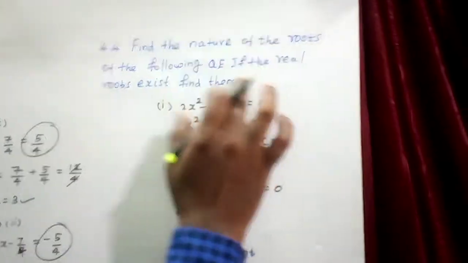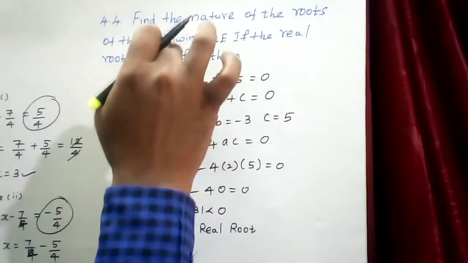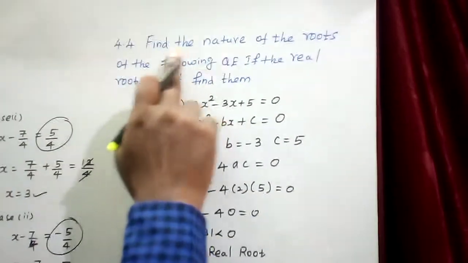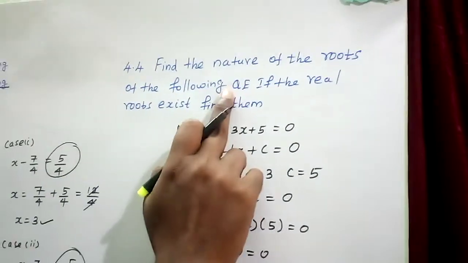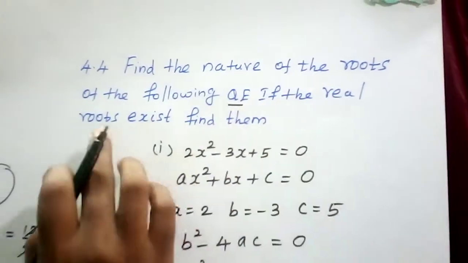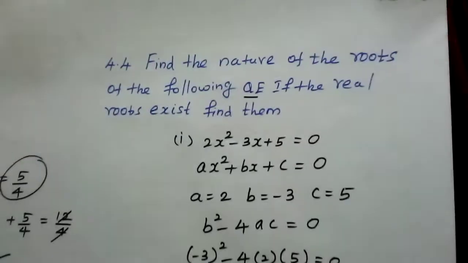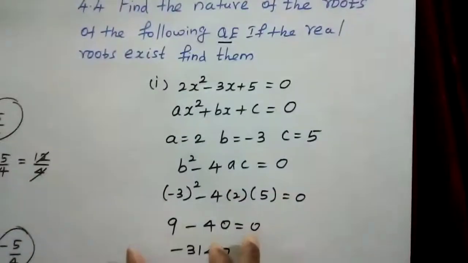This is for exercise 4.3. Similarly, exercise 4.4 is the last exercise for this lesson on quadratic equations. Find the nature of the roots of the following quadratic equation, and if real roots exist, find them. So this question asks you to find the real roots only.